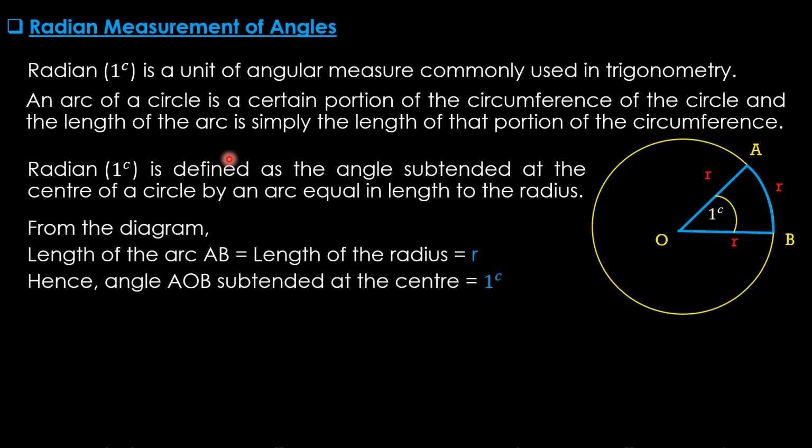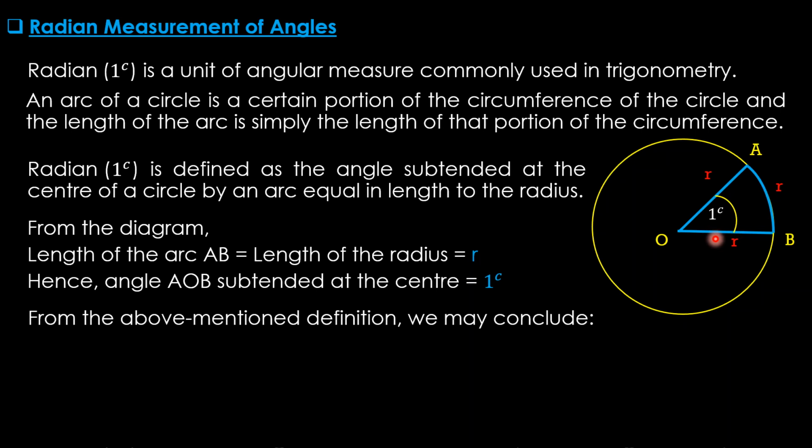From the diagram we can see the length of the arc AB is equal to the length of the radius. If the length of the arc is equal to the radius, then we can conclude angle AOB subtended at the center is equal to 1 radian. I repeat, if the arc length is equal to the radius of the circle, then the angle subtended by the arc at the center of the circle is equal to 1 radian.